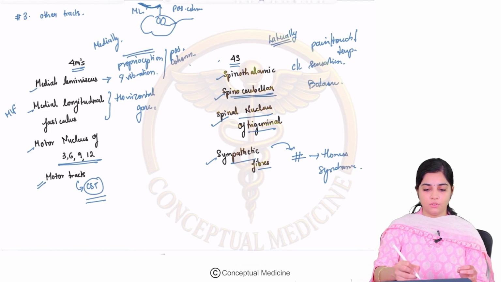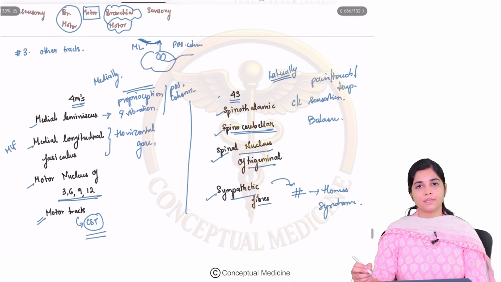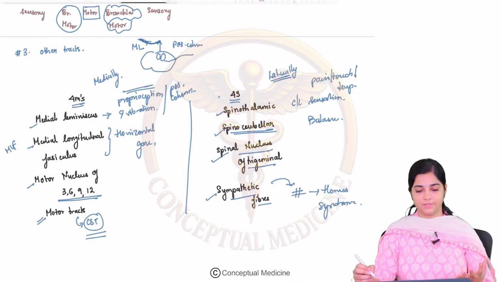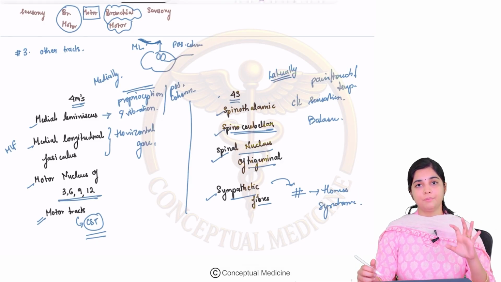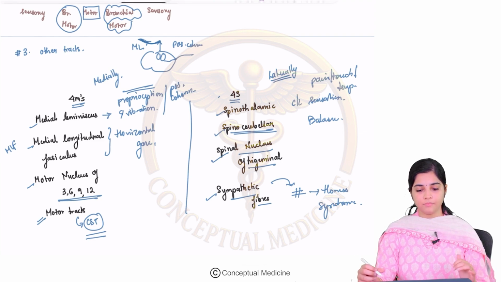Fine. So what are we learning? Just to put things back into perspective, we are learning about the tracts in the brainstem, the 4M and 4S. The 4M are present medially, the 4S laterally. What are the M's? Medial lemniscus, medial longitudinal fasciculus, motor nuclei 3, 6, 9, 12, and motor tracts. Spinothalamic, spinocerebellar, spinal nucleus of trigeminal nerve, and sympathetic fibers are present laterally. It depends on which level, whether it is the midbrain, pons or medulla, how it is arranged. Okay, clear, so till here we are clear.